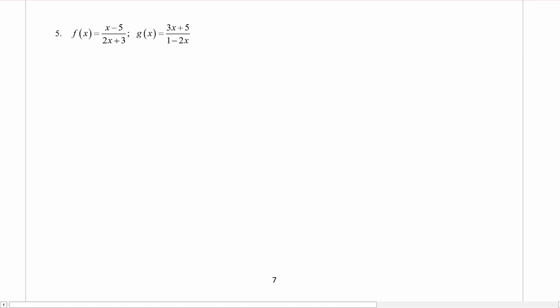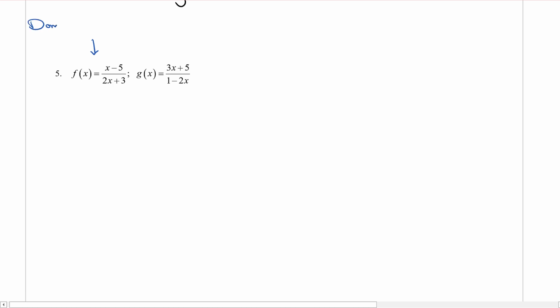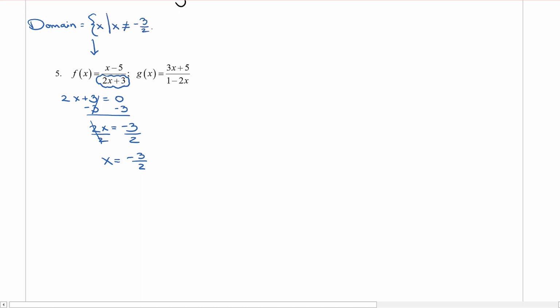For number 5, we've got f of x is equal to (x minus 5) over (2x plus 3). Let's find the domain of that one first before I do the domain for g of x here. Domain for this has a variable in the denominator. I'm going to take my denominator expression, set it equal to 0, and solve it. I'm going to end up with x is equal to negative 3/2. In other words, that's my restricted value. So I'm going to say that the domain for f of x is going to be the set of all x such that x cannot equal negative 3/2. Okay, this is the domain of f of x.